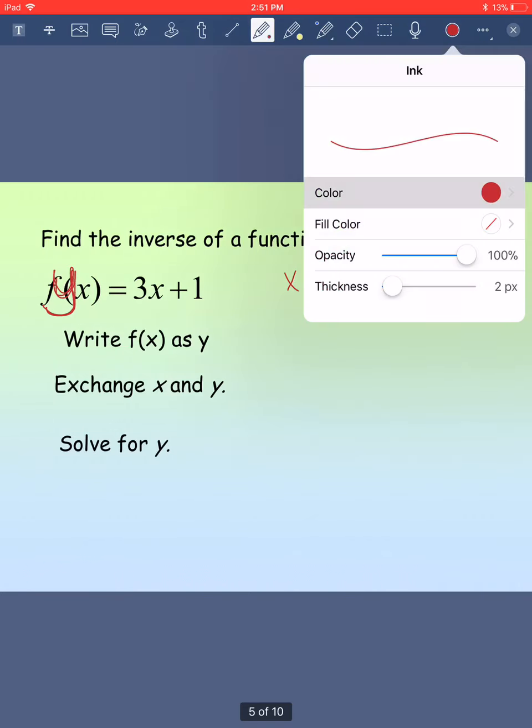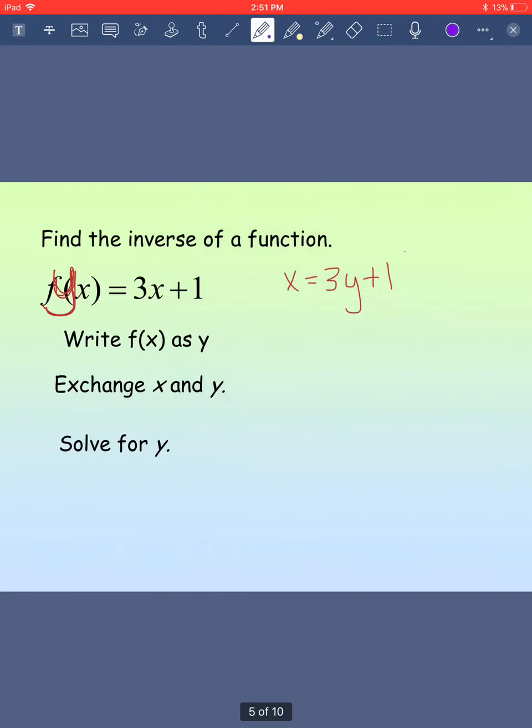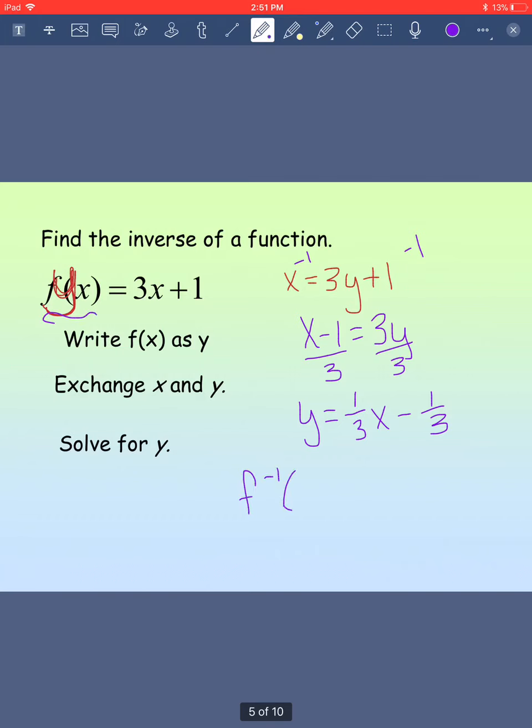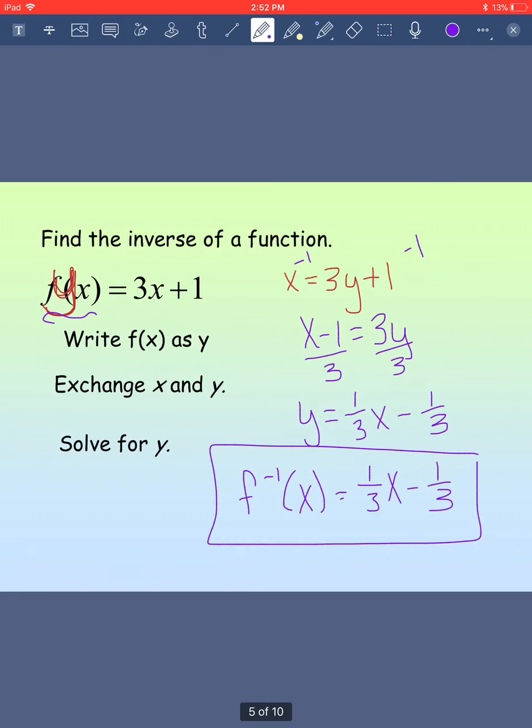My next step is to solve for y. I want to get y alone, so I'm going to subtract 1. So x minus 1 equals 3y. Now I can divide by 3, and I get that y equals, I'm going to split it up, 1/3 x minus 1/3. My last step is to write it in inverse notation. My original was f of x, so it's going to be f inverse of x equals 1/3 x minus 1/3. And if I were to graph my original function and my inverse function, they will reflect across the line y equals x.